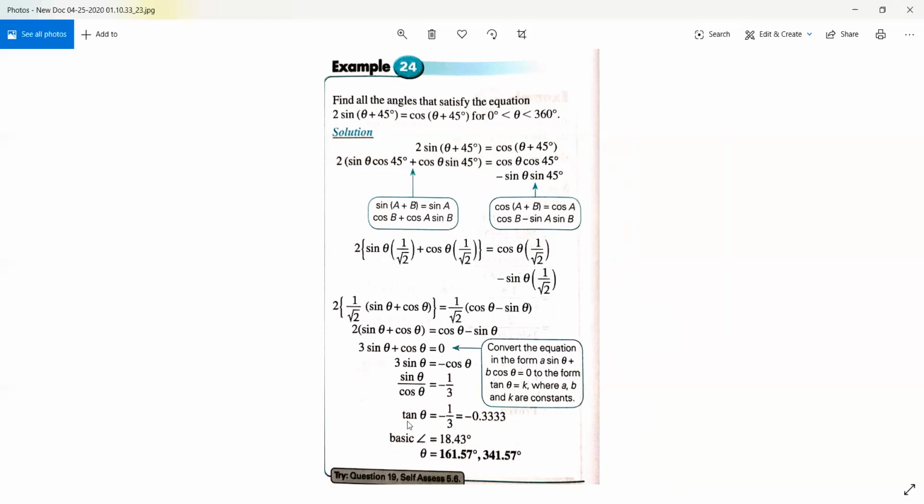Then sine over cos is tangent. So tangent equals negative 1 over 3, which is negative 0.3333. So my basic angle is 18.43 degrees. So my angles will be 161.57 degrees and 341.57 degrees.